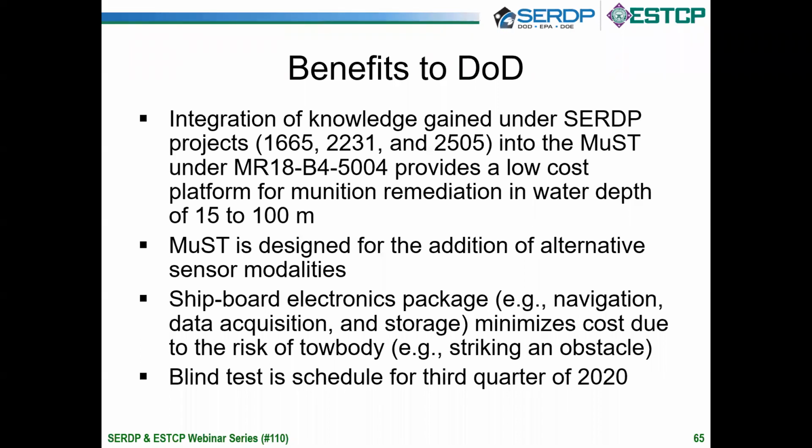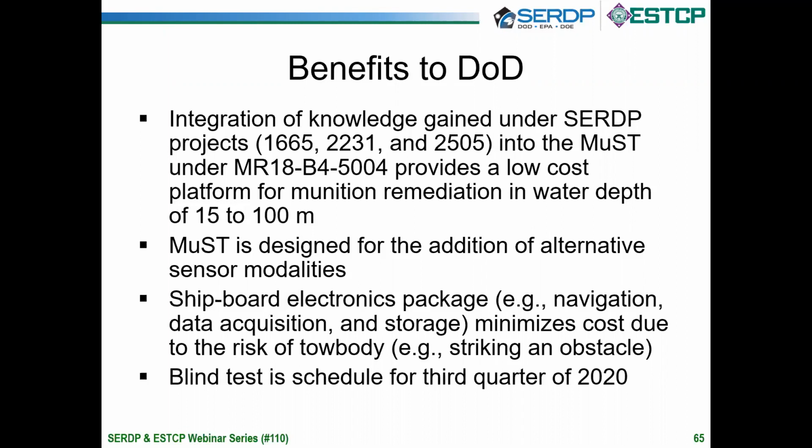Another thing I didn't really cover is that we tried to minimize what is in the water, and part of why we did that is it minimizes the risk of loss. If the tow body strikes an underwater obstacle and is destroyed, you're only losing the sonars and the INS units that are on there. The principal electronic packages are up on the ship and should be safe from being destroyed.